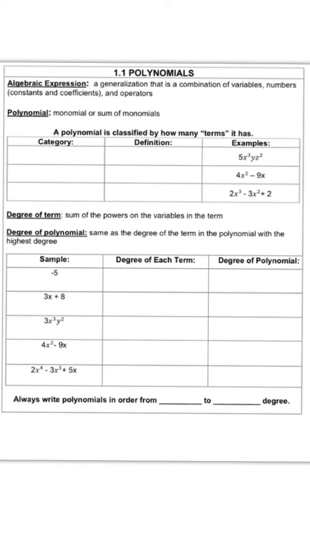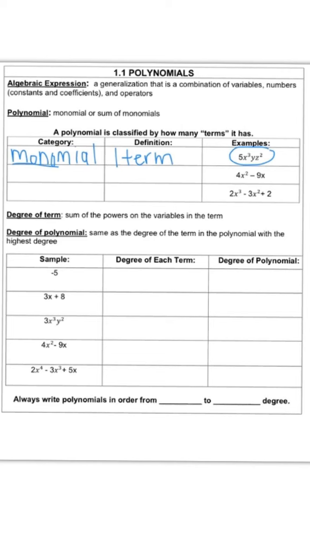The first polynomial is called a monomial. And the root word of that is mono, which means one. So the definition of a monomial is just a one-term polynomial. And what we mean by one term is that all of the numbers and variables are being multiplied together. So it's just one term all together.